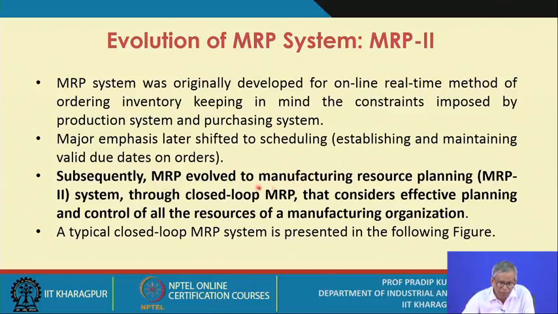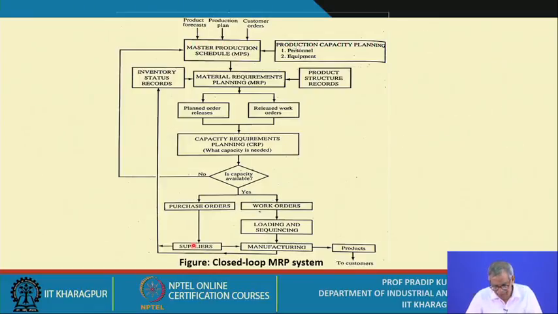Subsequently, MRP evolved to manufacturing resource planning, and this is referred to as MRP2, that means the second version. Through the closed loop MRP, I have already pointed out, that considers effective planning and control of all the resources of a manufacturing organization, not necessarily only the inventory items or inventory systems. A typical closed loop MRP system is presented in the following figure.